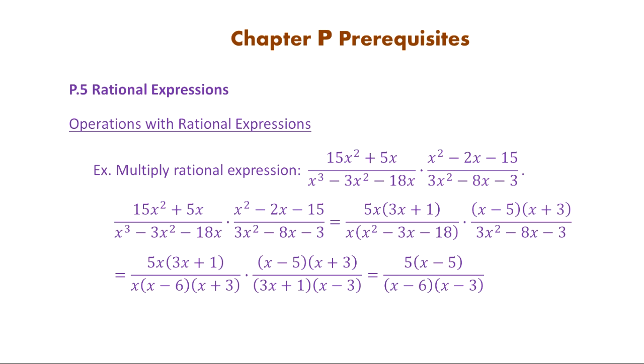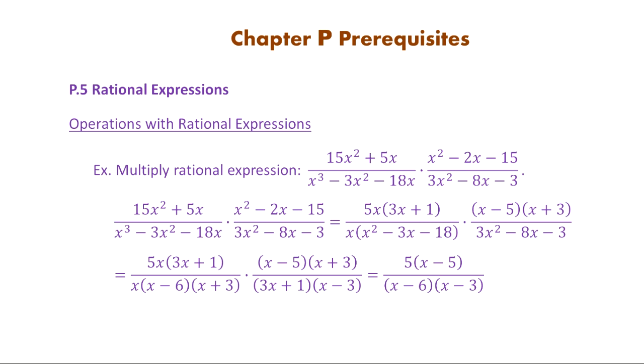Okay, sometimes you get two or more rational expressions to multiply with each other, but then you can always simplify the results by canceling common factors as before. So in this problem, we got 15x squared plus 5x over x cubed minus 3x squared minus 18x times x squared minus 2x minus 15 over 3x squared minus 8x minus 3. Just factor each part separately and then try to cancel the common factors from the top and at the bottom.